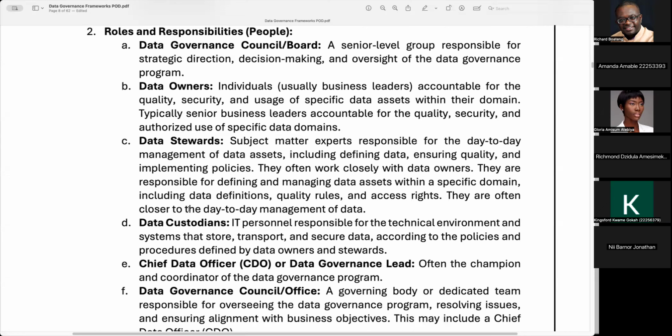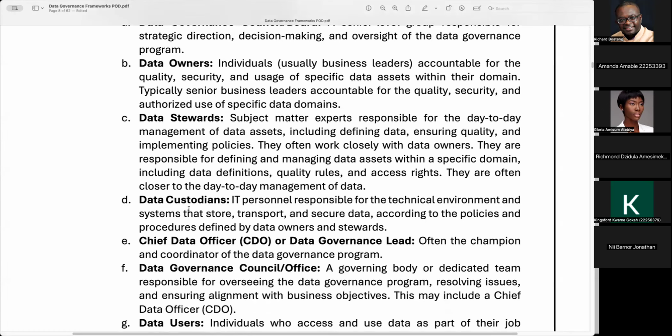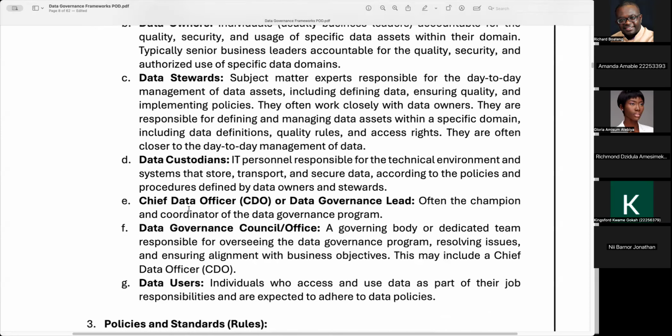Then you have data custodians. These folks are typically IT professionals. Okay. They're responsible for the technical environment where the data resides. The databases, the servers, implementing security controls, managing backup processes. They implement the policies and standards set by the owners and stewards, but they don't usually make decisions about the business meaning or the appropriate use of the data. Right. They manage the infrastructure that holds the data.